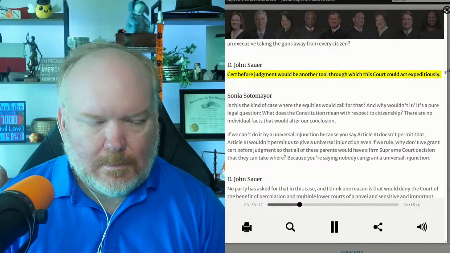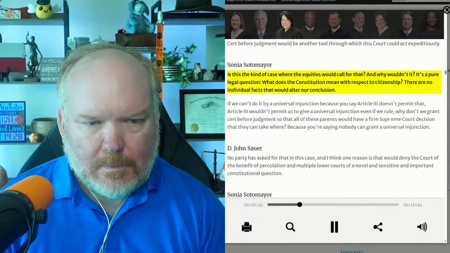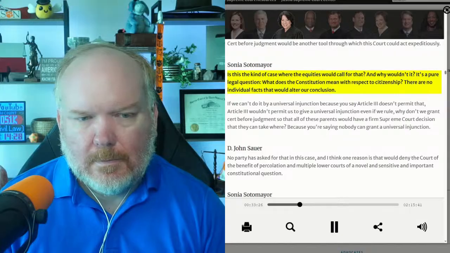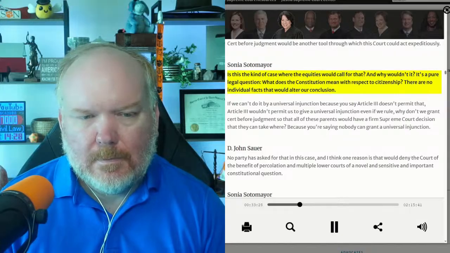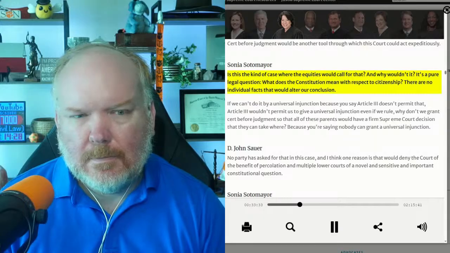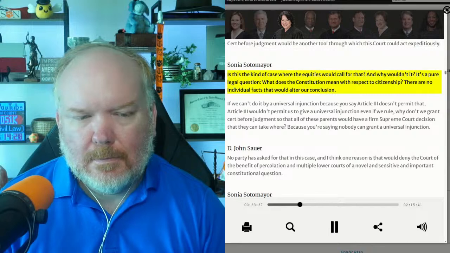Cert before judgment would be another tool, but through which this court could act expeditiously. Is this the kind of case where the equities would call for that? And why wouldn't it? It's a pure legal question. What does the Constitution mean with respect to citizenship? There are no individual facts that would alter our conclusion.